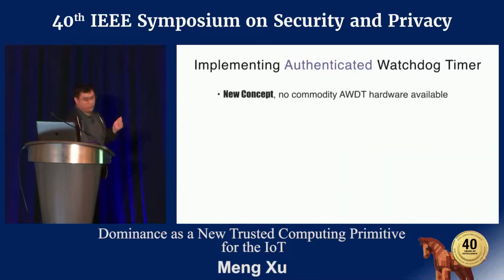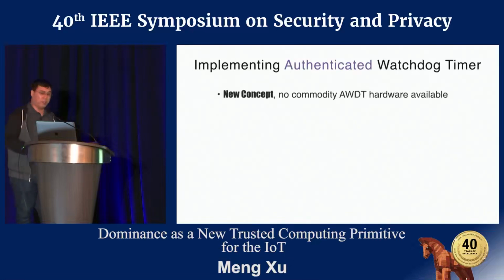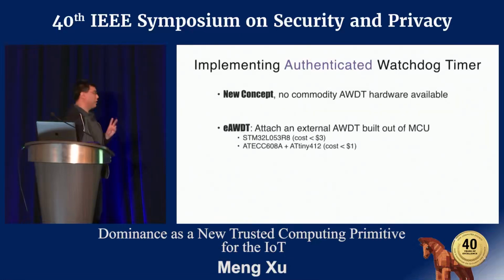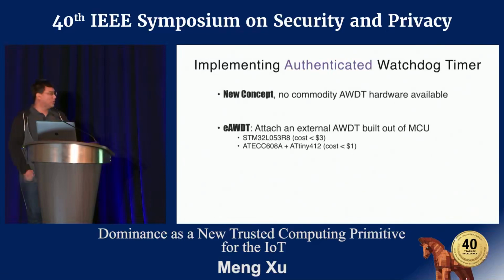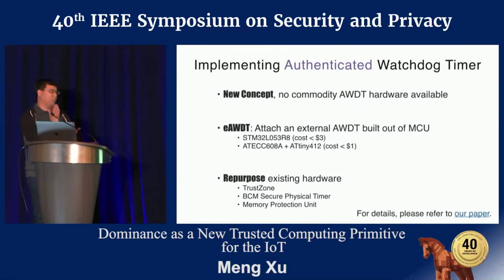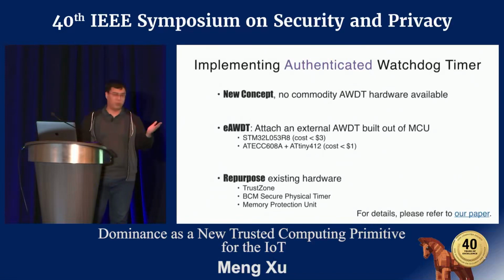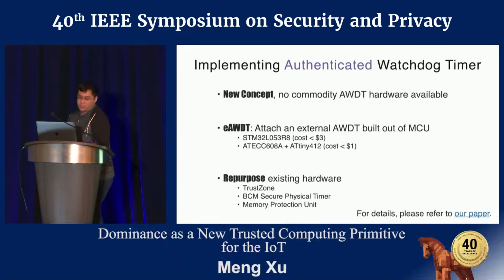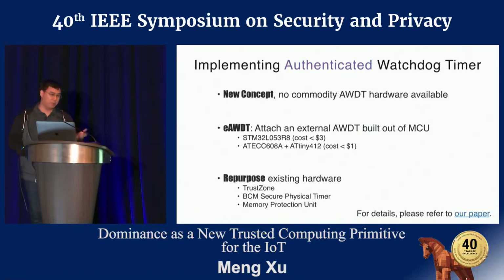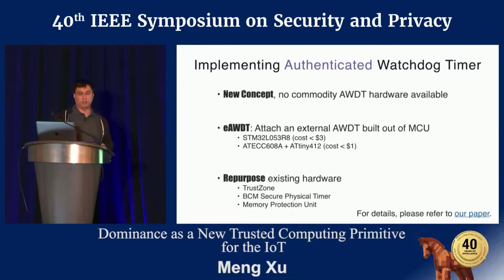This is quite a new concept and there's no commodity hardware for this. So there are two ways to implement it, which we show in the paper. One is to use an external microcontroller. You can obtain them at very low cost, probably less than $1, and program it and plug it into the serial port, and it will work. Also, you can repurpose existing hardware if you have TrustZone or the Broadcom secure physical timer, or you have a memory protection unit. You can repurpose this existing hardware to make it an authenticated watchdog timer. For details, please read our paper.